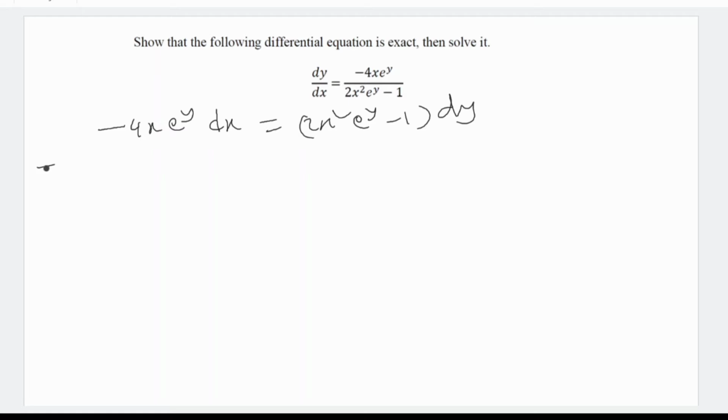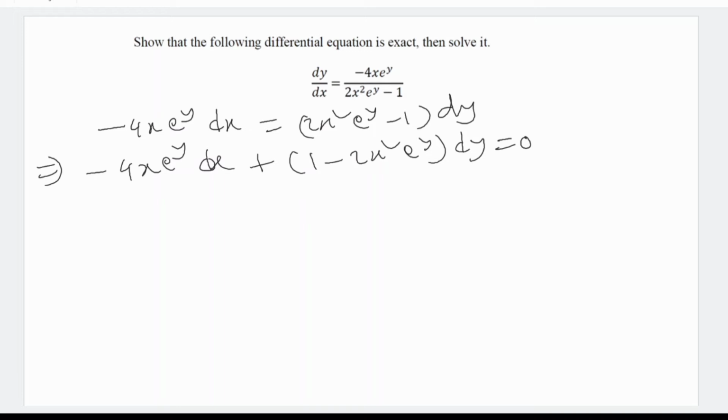Now we have to write it in standard form. So minus 4x e power y dx plus (1 minus 2x squared e power y) dy equals 0. Here we bring these terms to the left side, that's why the signs are changed.